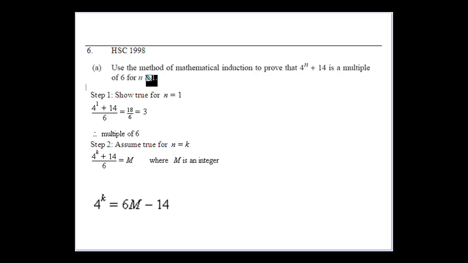From 1998 HSC, we've got induction, prove by induction that 4 to the power of n plus 14 is a multiple of 6. So this one is a little bit more straightforward. So 4 to the power of 1 plus 14 gives us 18, divided by 6 equals 3. Multiple of 6, beautiful. Assume it's true for n is equal to k. So again, we'll manipulate. We get 4 to the power of k plus 14 over 6 equals m. m's an integer, so 4 to the power of k is equal to 6m minus 14.